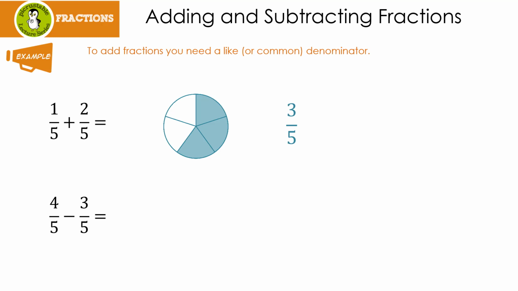Let's look at the next one. 4/5 minus 3/5. Here's 4/5. I'm going to take away 3, and we end up with 1/5. That's the same thing as if I took 4 minus 3, which is 1.